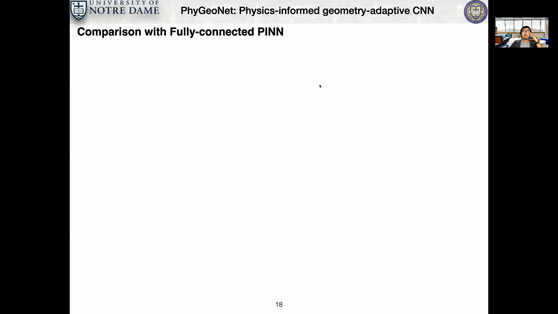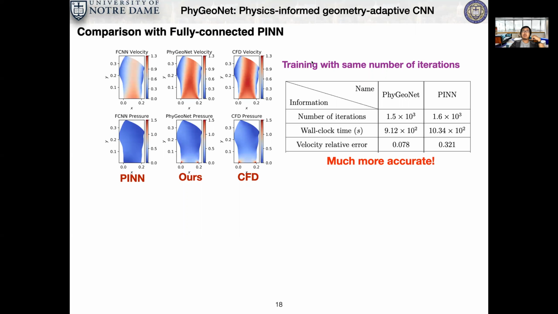So let's compare the fully connected PINN with our proposed physics-informed CNN. If we fix the training budget, meaning we train both networks for the same amount of time and approximately the same number of iterations, about 1,000 iterations, you can see that our physics-informed CNN already accurately captures and learns the solution for both the velocity and the pressure. In contrast, the fully connected PINN only learned the trend for the velocity, but with large errors, and it basically failed to capture the pressure at all.